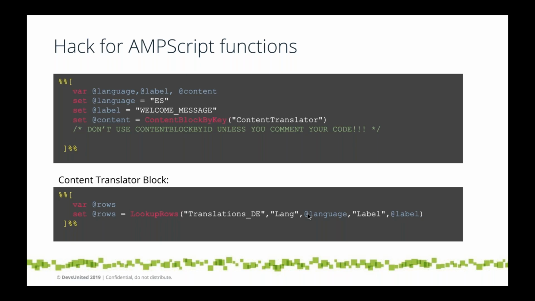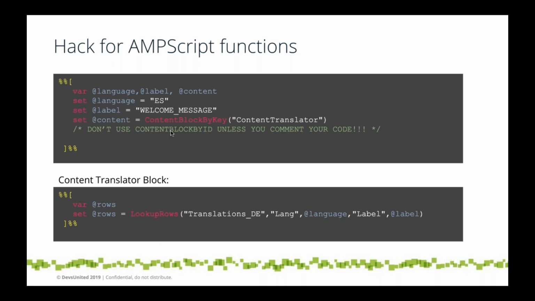This is a good practice that we should do, and translating content is a good example. I'm going to repeat this function all over. I don't want to have, imagine, 10 lines of AMPScript all over my email if I'm printing an email, if I'm rendering an email.